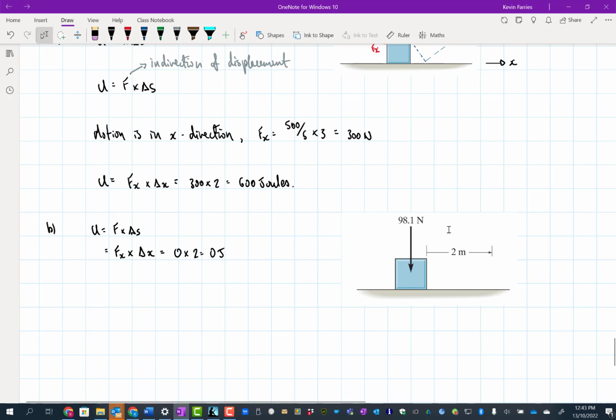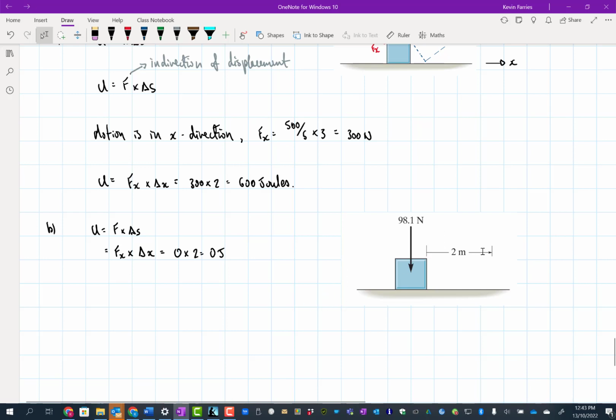And so this force, another way to think about it is this force couldn't move this in this direction. You know, it can't do any work in that direction. It's not possible for it to move the block in this direction. There must be something else causing it to displace from here to here. The work done by this force is 0. Okay, so that's that one.